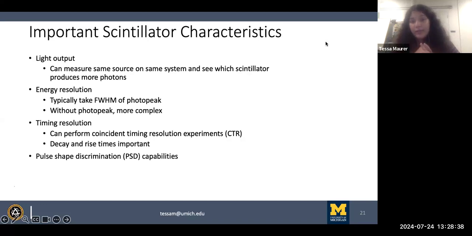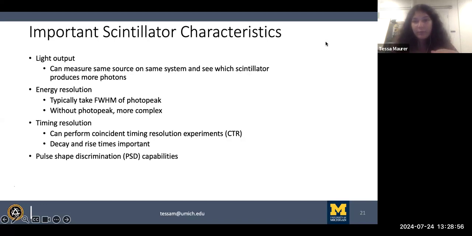Usually with inorganics, this is really straightforward. You just take the full width at half maximum of the photopeak and use that to relate energy resolution. But without a photopeak, things become a little more complex, and I'll talk about that in the next slides.